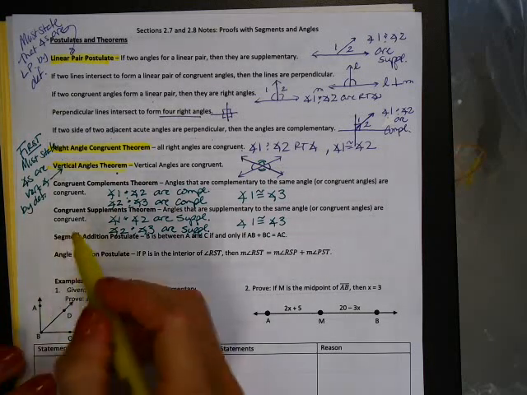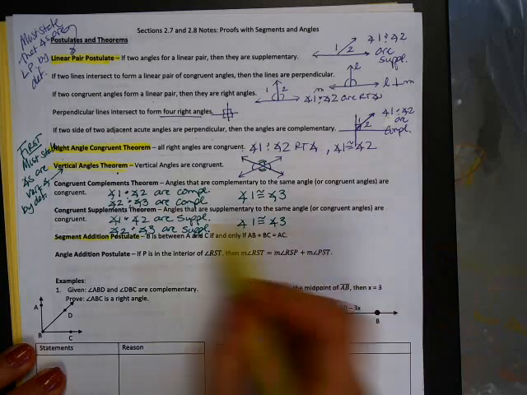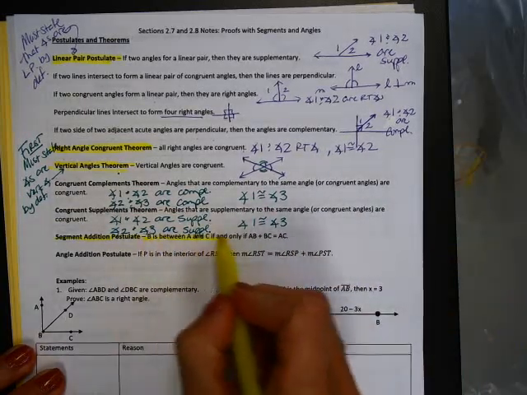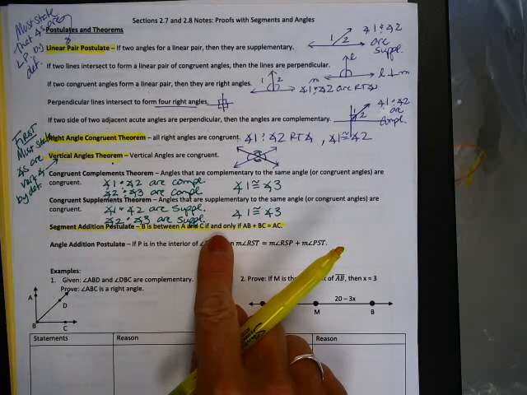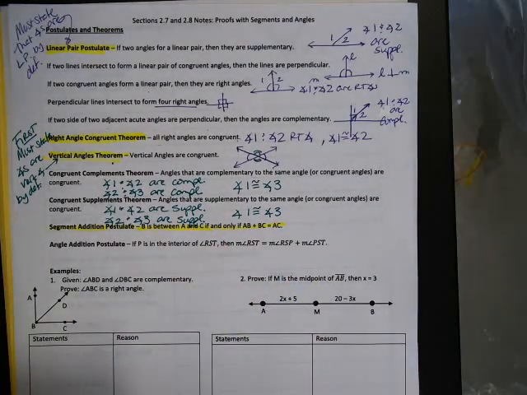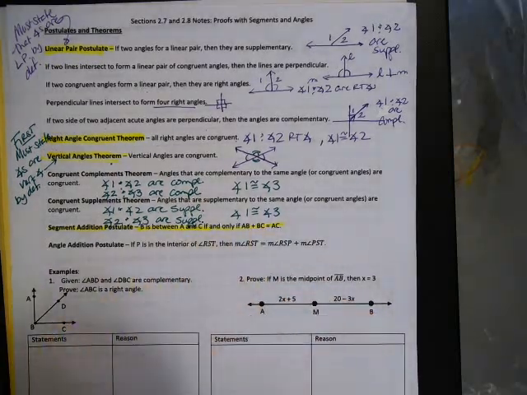Segment addition postulate. I'm highlighting it. We've done this one already. You've got B between A and C, if and only if. What do you call an if and only if statement? Biconditional. That is correct. That's a biconditional statement. We already have these in our notes, so we've used that one a lot.